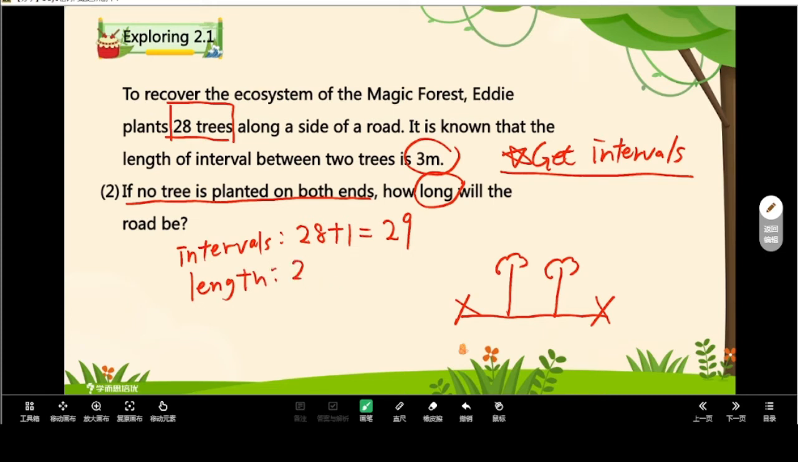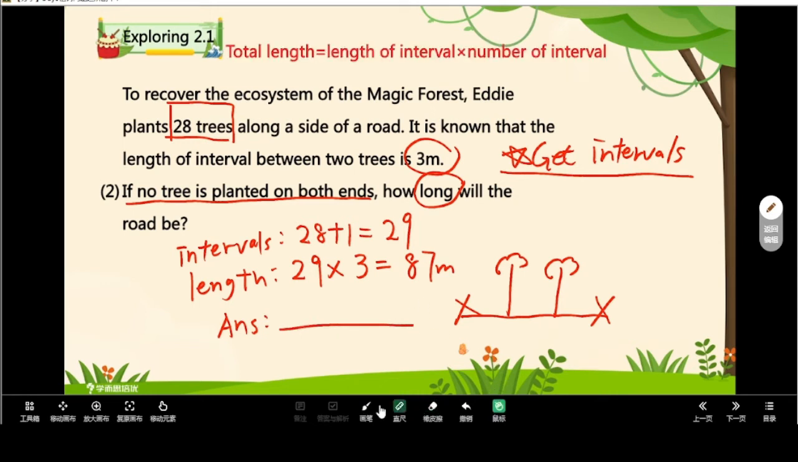Yes, we can use the number of intervals times what? Times the length of one interval. Very good. So the answer is 87. Yes. And how about the unit? Meter. Remember it? And for the last step, we need to write down our answer here. Okay, and I want to remind you of this again. Total length of the road equals the length of one interval times the number of intervals. That means how many intervals are there in a road? Okay, you need to find that.